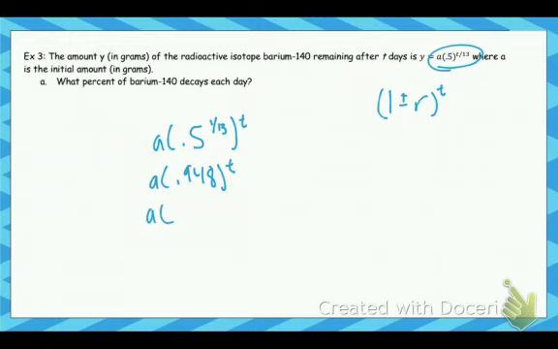Then again, at this point, I can rewrite this. I want it to be in the 1 plus or minus r format because it's showing decay. That value is less than 1, so it's going to be minus. So that'll be 1 minus 0.052 to the t. So now that it's written in that form, we can see that that rate is 5.2%. So that is the amount that we are losing each day.